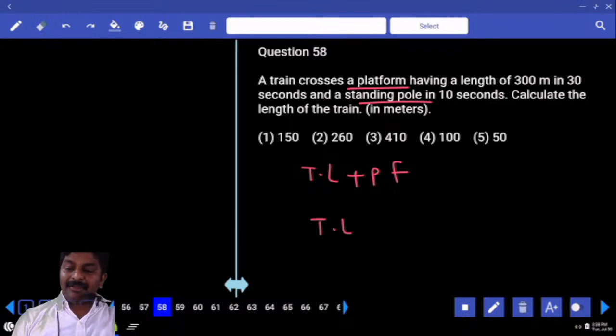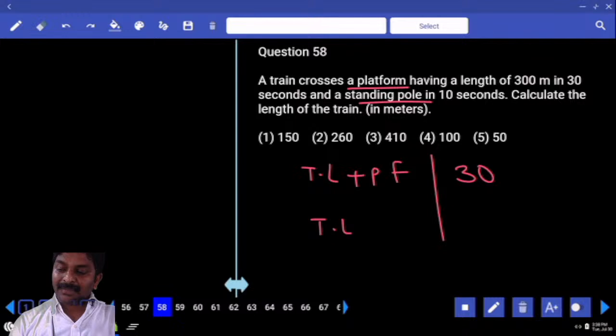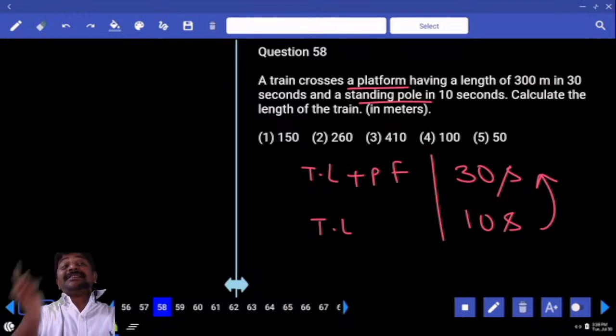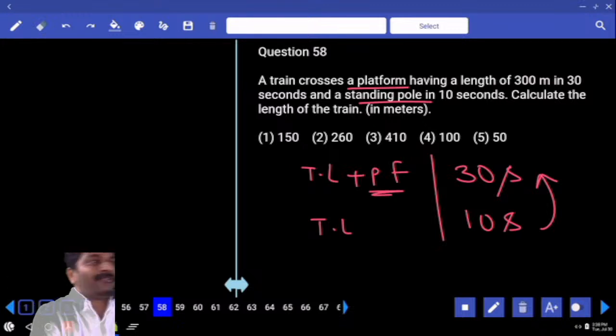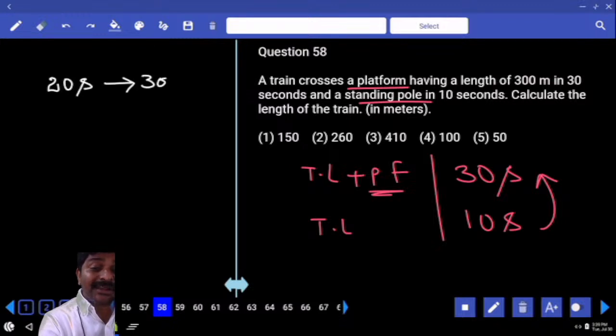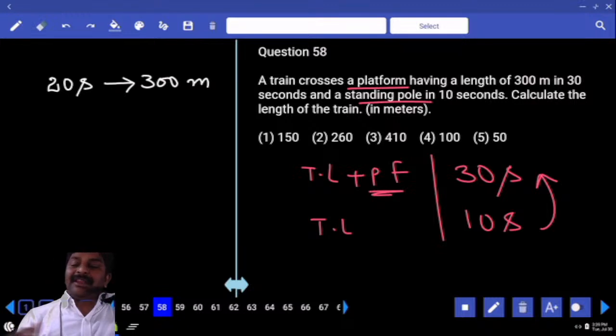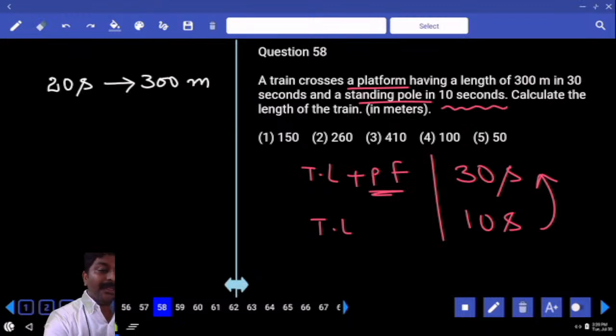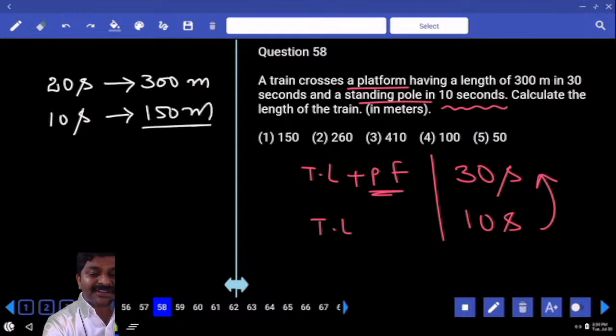First case, how much time is it taking? Second case, how much extra time is it taking? Why is it taking extra time? Because of the platform length only. How much is platform length? That means in extra time, 20 seconds, it is going to cover extra distance, 300 meters only. To cover actual train length, how much time is it taking? In 10 seconds, whatever distance it covers is itself train length only, 150 meters.